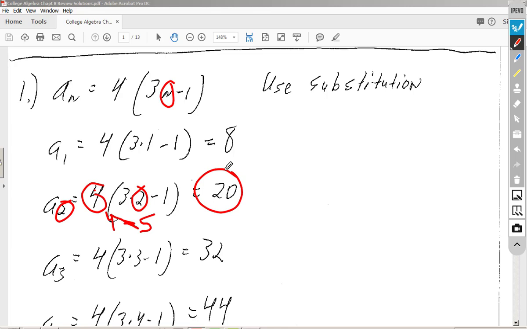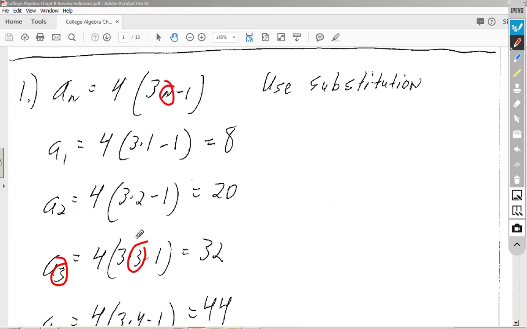A sub 2, we're going to substitute in 2 in place of n, so 3 times 2 is 6, 6 minus 1 is 5, and then take this 4 right here, times that by the 5, and you'll get your answer of 20. A sub 3, again substitution, substituting this 3 in place of n, so we got 3 times 3 is 9. 9 minus 1 is going to be 8, and then multiply this by 4, and you'll get 32.